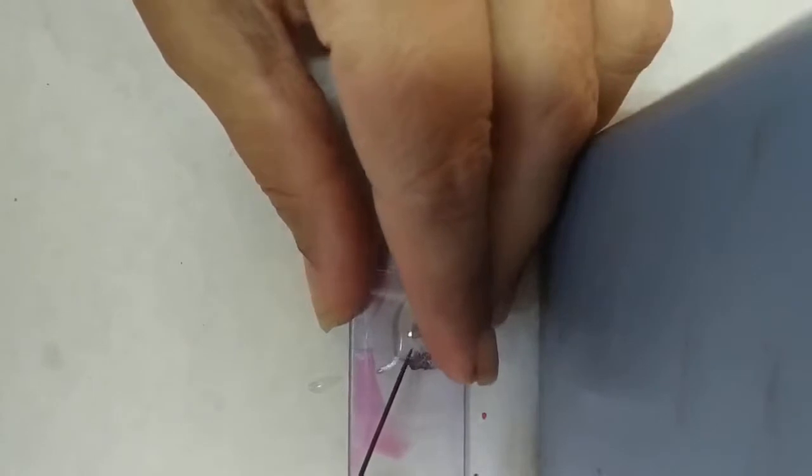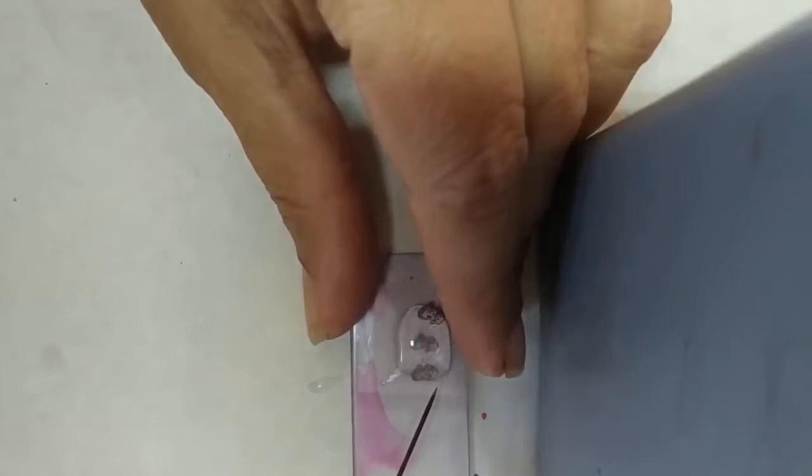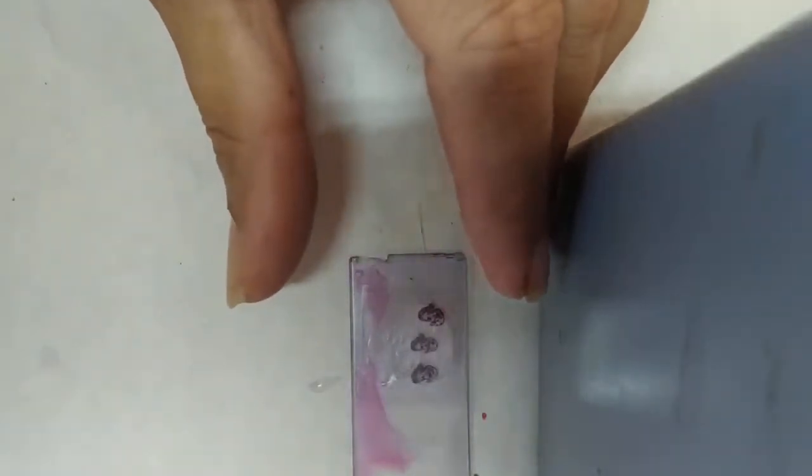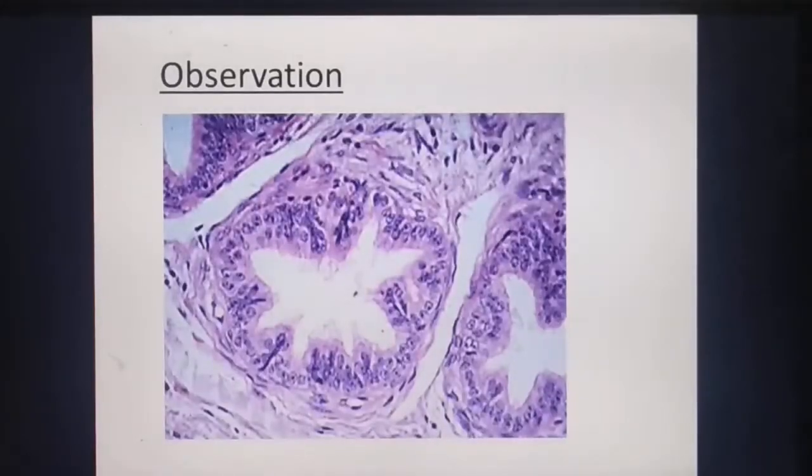Take a cover slip and slowly lower it with the help of a needle. Observe the slide under compound microscope. I have kept it at a 10x magnification. The detailed procedure for staining the tissue is given, and then you can record your observation.